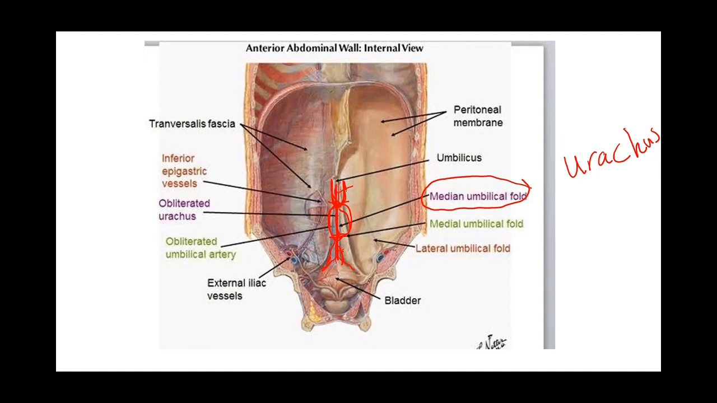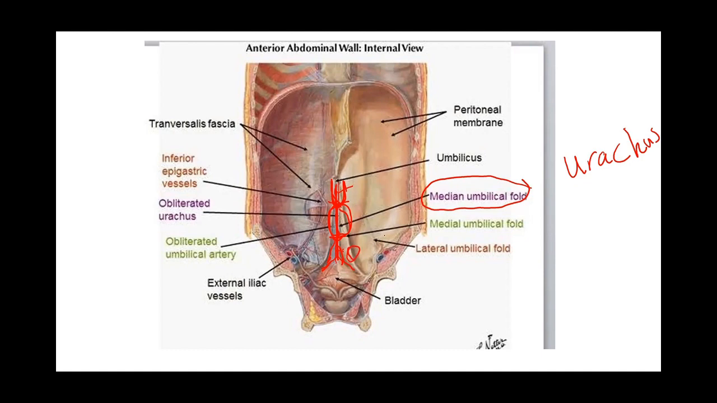So you can see this median umbilical fold. We've already known what it's all about. It contains the median umbilical ligament, which is an obliterated urachus that connects the bladder to the umbilicus. Okay, now you can see there's a medial umbilical fold, this one now, containing the obliterated umbilical artery.